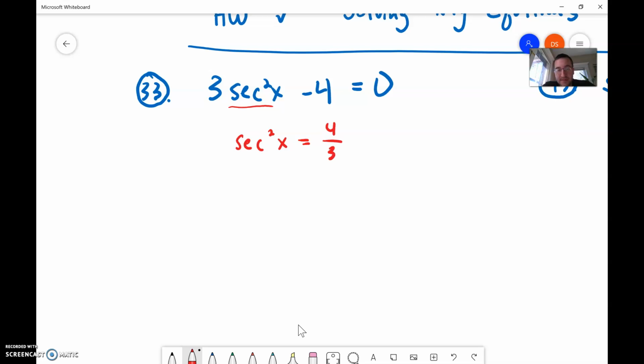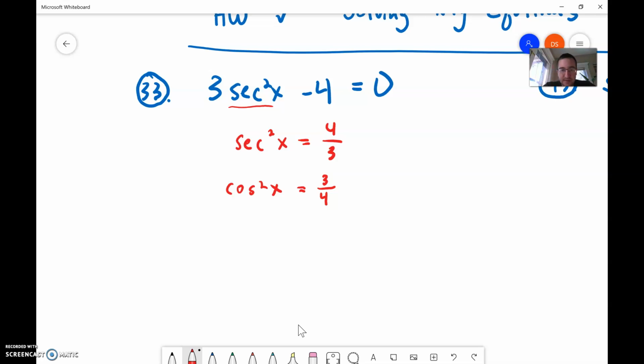And now I notice that this is a secant squared. I'd much rather it be a cosine squared, which is the reciprocal. So let's flip this to cosine squared and also flip this, so that now we are a couple steps away from solving.